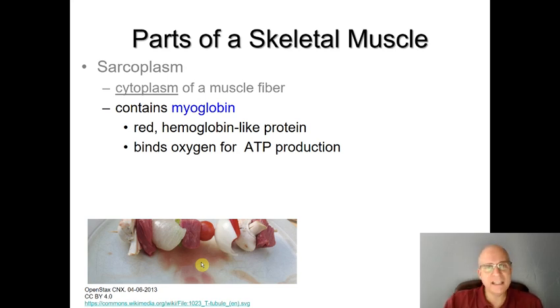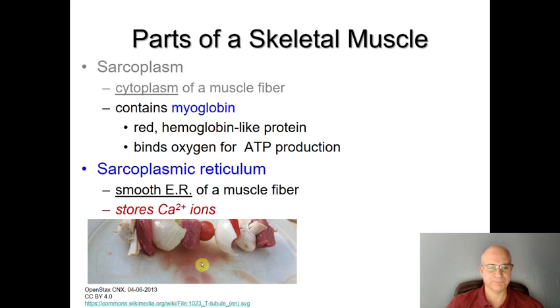So when you cut into a steak, well, let's think of uncooked, you're cutting into essentially cow muscle. That fluid that's leaking out is actually cytoplasm or sarcoplasm from our skeletal muscle fiber that contains the myoglobin. You've got to have that for binding oxygen, for making ATP.